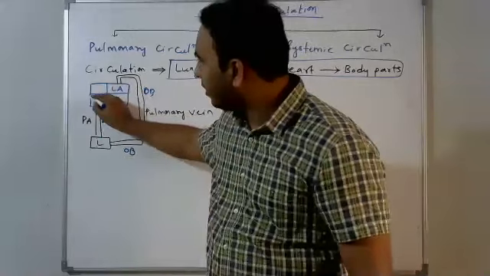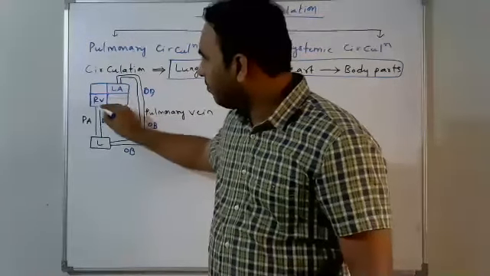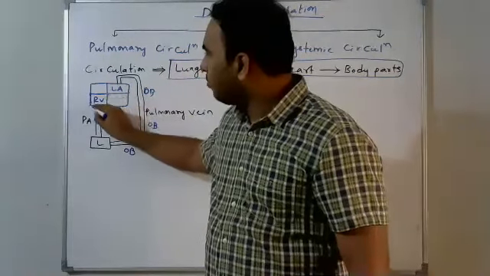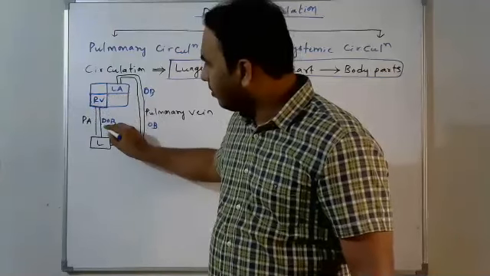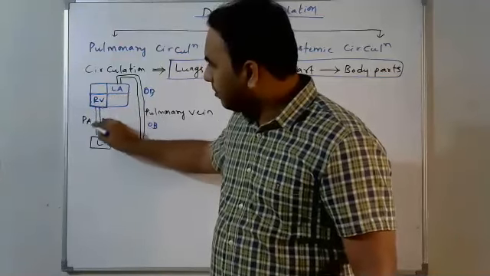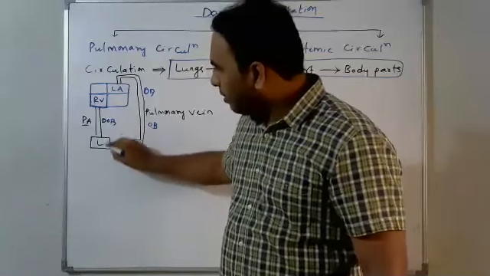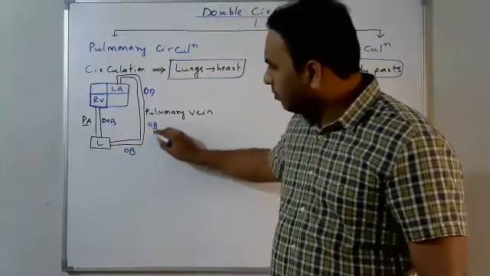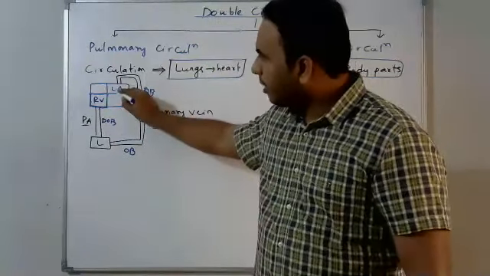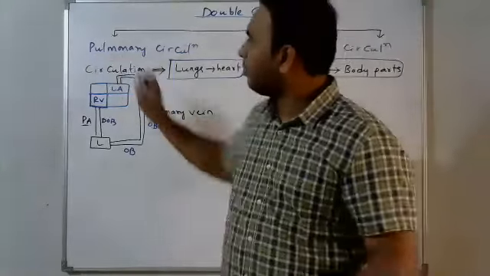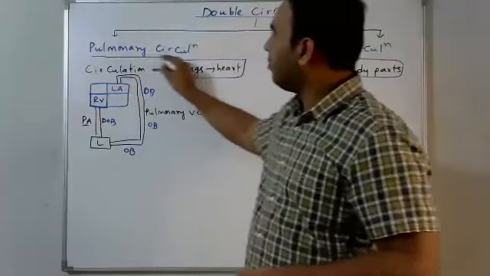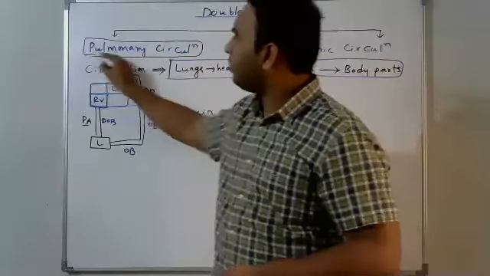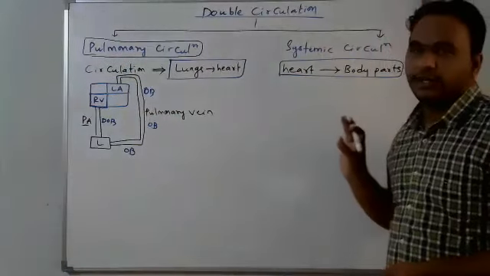Okay. Starts from here, from the right ventricle. The pathway you observe: right ventricle, the deoxygenated blood enters into the pulmonary artery, and deoxygenated blood is supplied to the lungs, and from the lungs to the left aorta the oxygenated blood comes. This is pulmonary circulation. Now coming to systemic circulation.